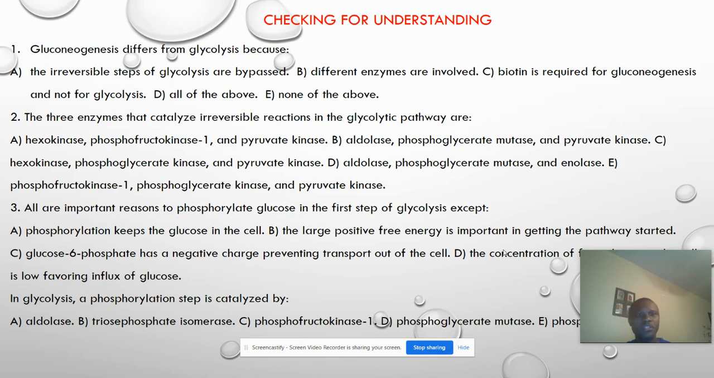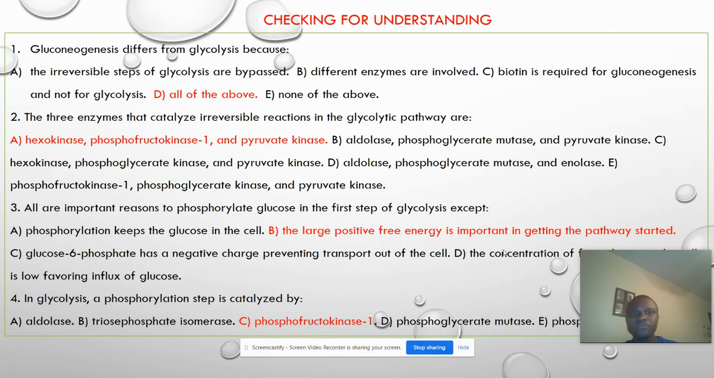All are important reasons to phosphorylate glucose in the first step of glycolysis, except... Question number 4: in glycolysis, a phosphorylation step is catalyzed by... So again, it's important to read the question, try to see if we understand them, and then take some time. You can pause the video for a couple of seconds, come back to it and check the options.